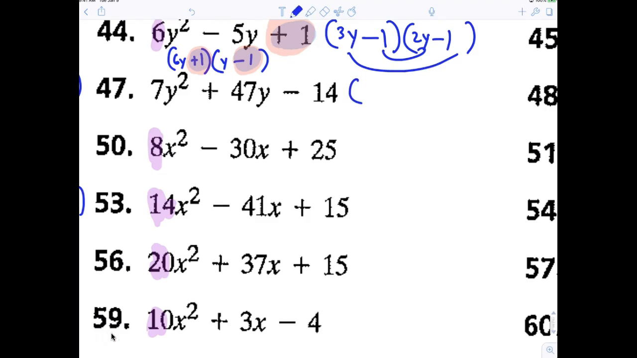I did 7y and 7y. Good. And negative 7. Where does 7 have to go? On the right. Very good. And then what would go on the left? On 2. Very good. I did plus 7. Nice work, man. That's it. Exactly what I want.